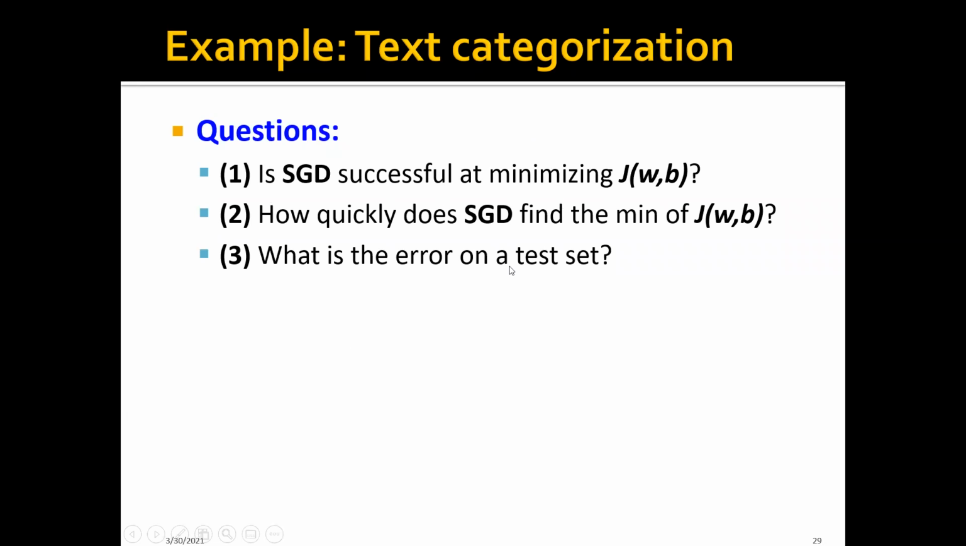Now, the questions that we want to ask are the following. The first question is, is SGD successful at minimizing the objective function? So this is about the training loss. And the second question is, how quickly does SGD find the minimization of the objective function? And the third question is, what's the error on a test set? So basically, how is the generalization ability?